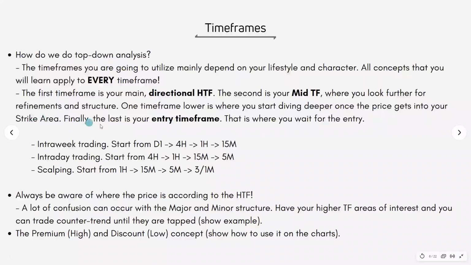All right, finally, this is your entry time frame. This is where you wait for an entry. So after the market has tapped into a directional higher time frame OB, you have refined it to a middle time frame OB as well. So you know, like an area of precision. It taps into that area, then we drop to the entry time frame, which is usually 15 minute, 5 minute, 3 minute, 1 minute, and 5 minutes as well, right?